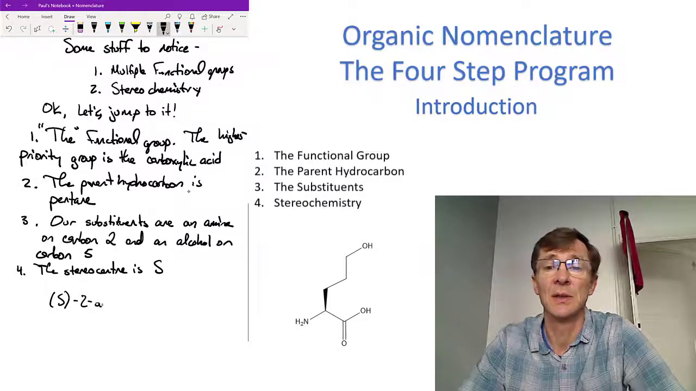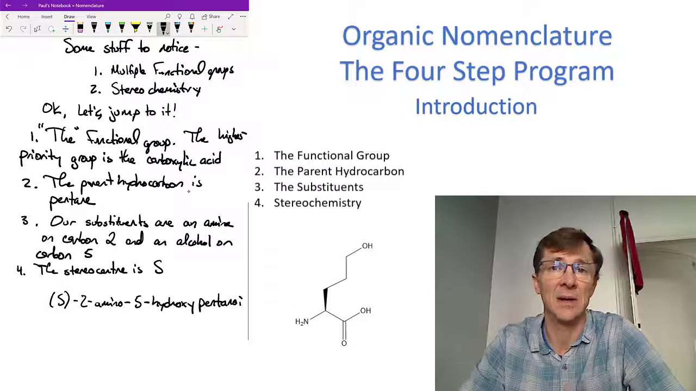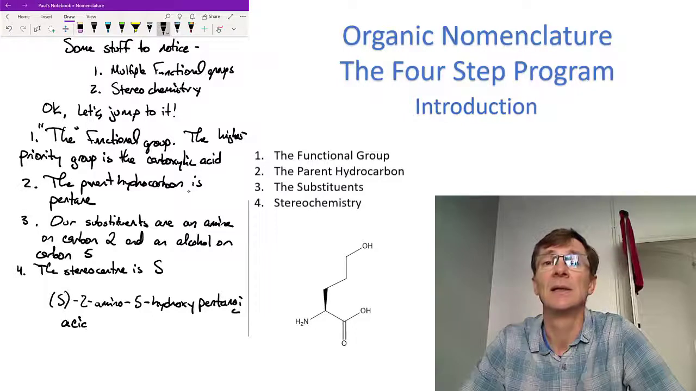It'll start with the stereochemistry, which is S, then 2-amino 5-hydroxy because A comes before H. Then, with no space or anything, jump right into the pentanoic because it's an alkane, not an alkene or an alkyne. And then oic acid indicates our functional group. So S, 2-amino 5-hydroxy pentanoic acid is the full name of our compound, and we're good to go.